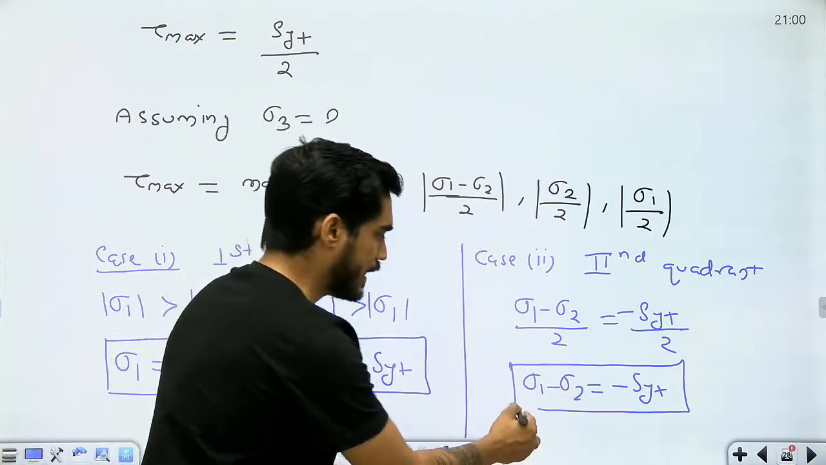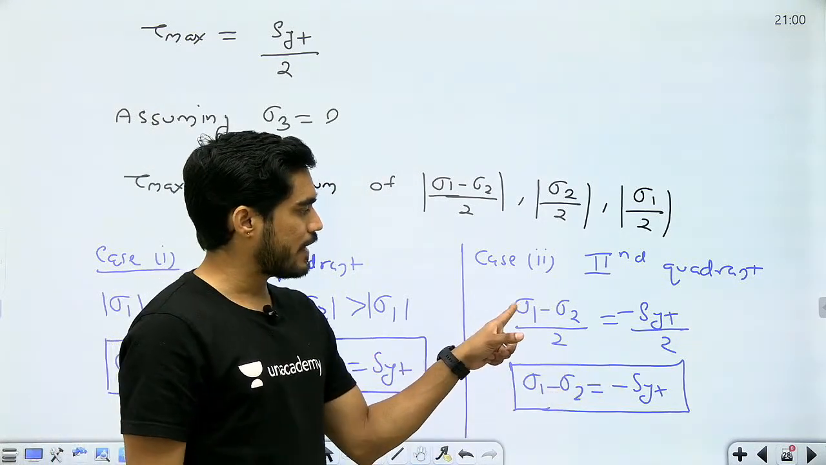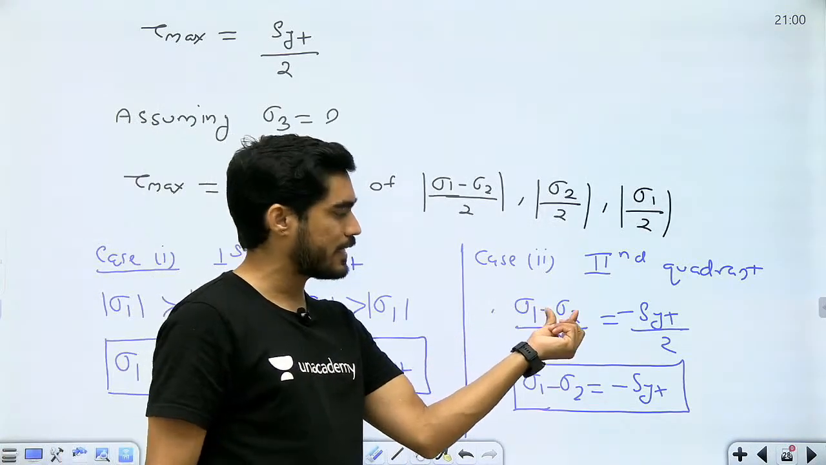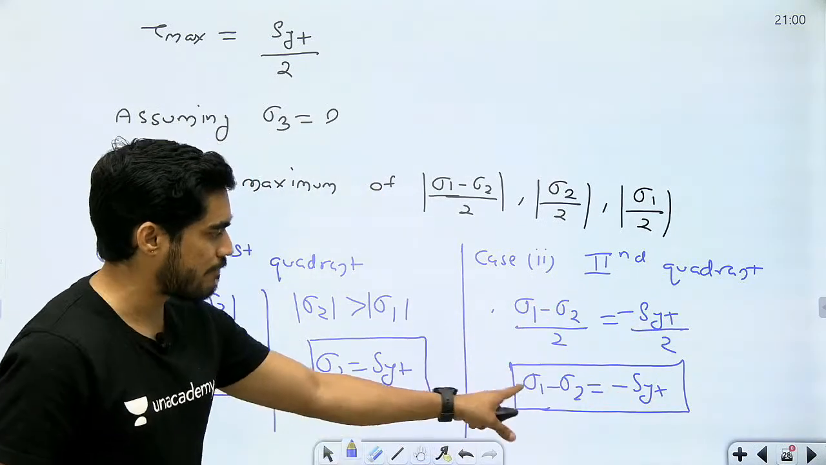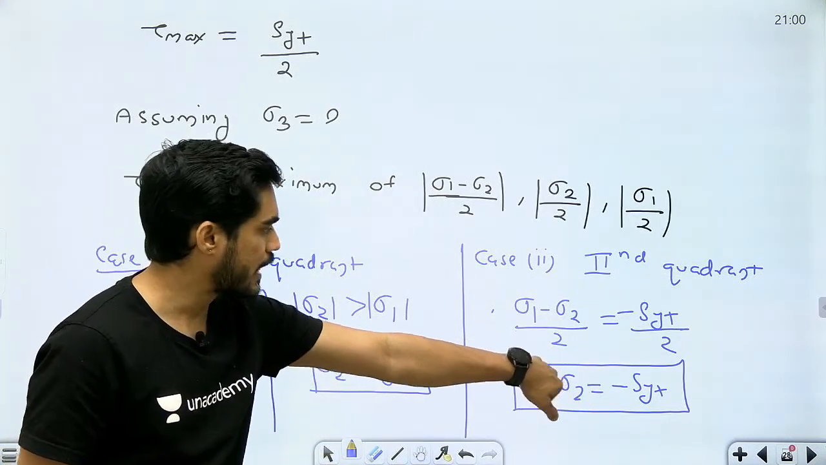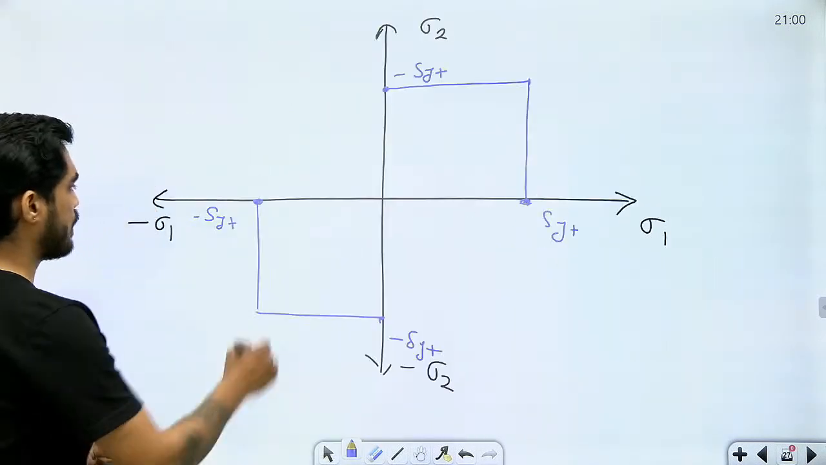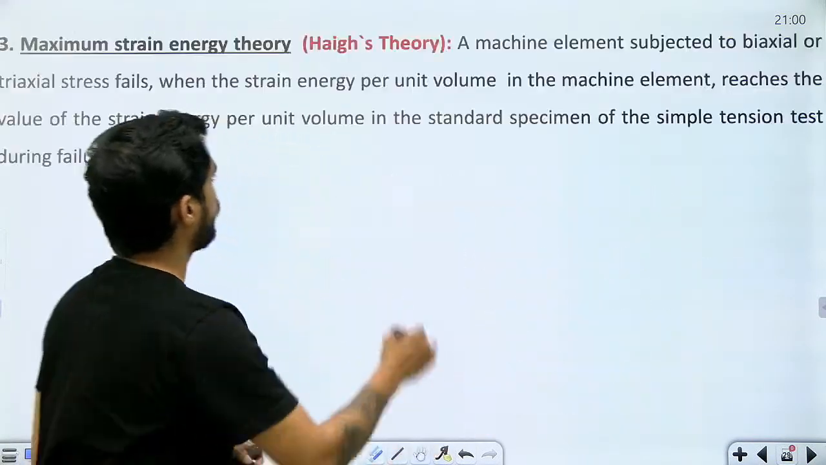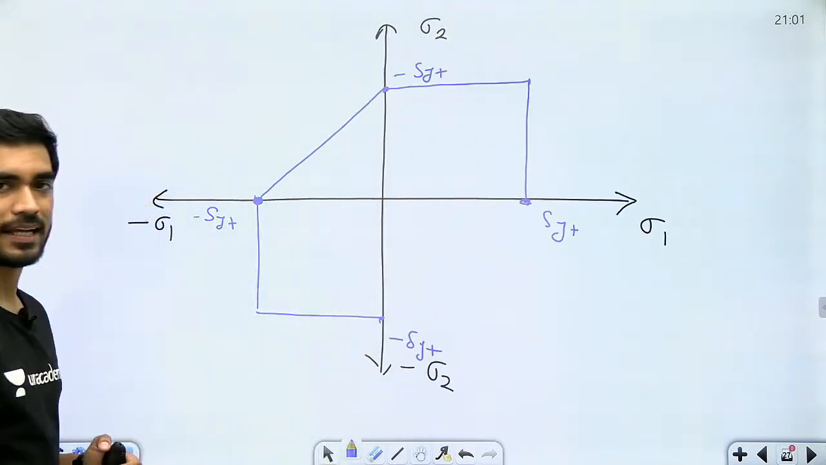नाउ दिस इज ऑल्सो द इक्वेशन ऑफ अ स्ट्रेट लाइन. व्हाई दिस इज नेगेटिव? अंडरस्टैंड, सिग्मा 1 इन सेकंड क्वाड्रेंट सिग्मा 1 इज नेगेटिव ना, तो माइनस सिग्मा 1 माइनस सिग्मा 2 you will get negative value, so that's why minus syt. Okay, so beta sigma 1 minus sigma 2 equal to minus syt. This is also the straight line equation. If you put sigma 2 equal to 0, sigma 1 will be minus syt, and if you put sigma 1 equal to 0, sigma 2 equal to plus syt. So beta I will get this straight line.